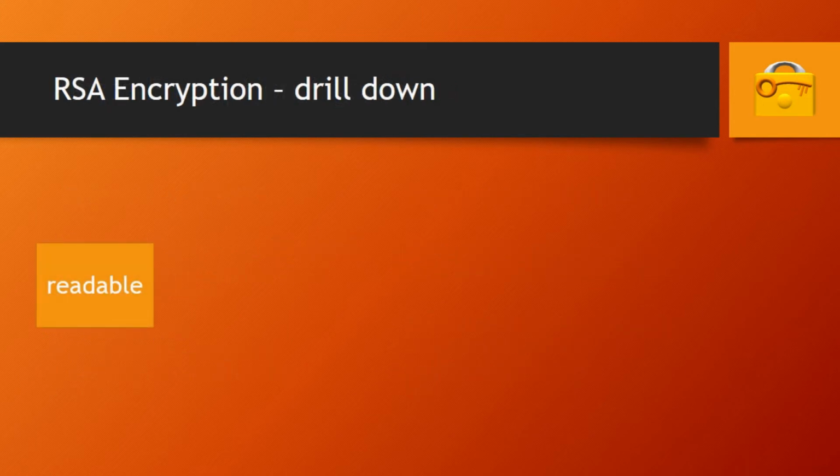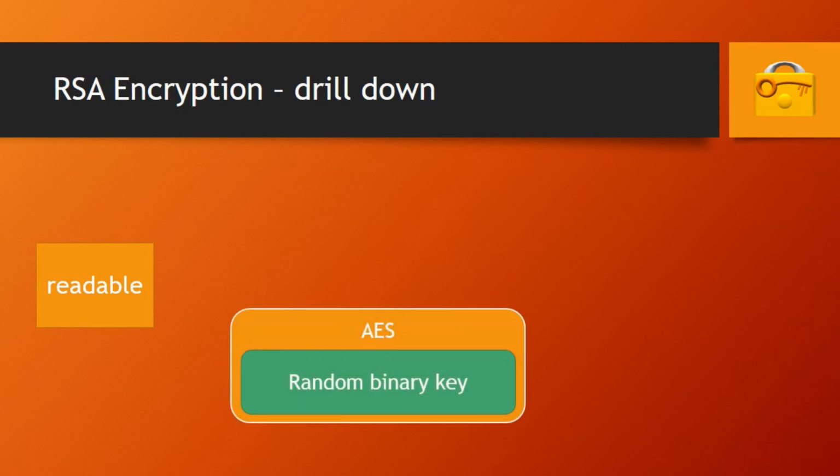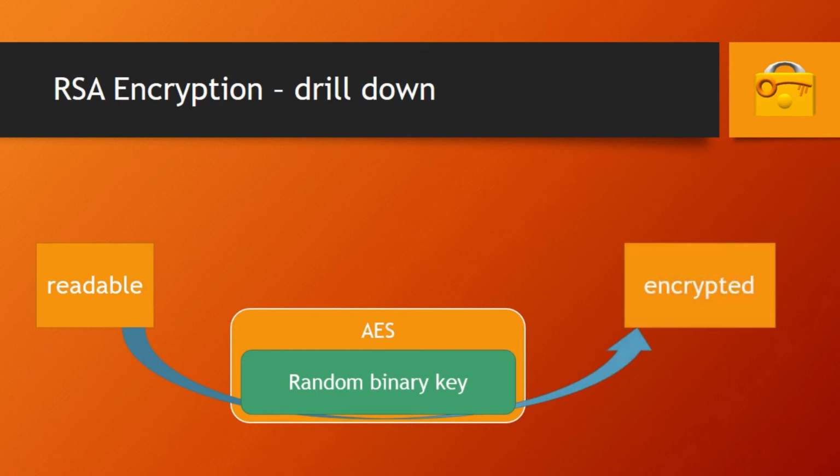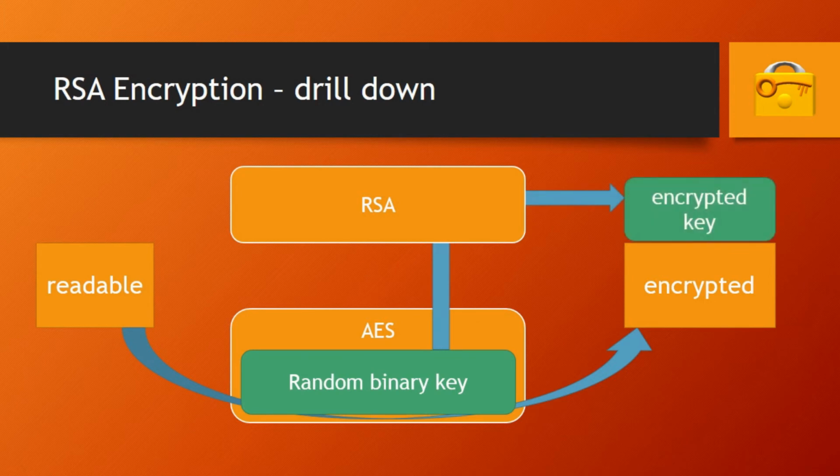Here's our readable data. Keypa generates a random binary key. It's then used to encrypt your data with a fast, symmetric algorithm. The key itself is then taken and encrypted with RSA and merged into the result. This technique is also used in TLS and PGP, so whenever you surf a secure internet page, you're using it.